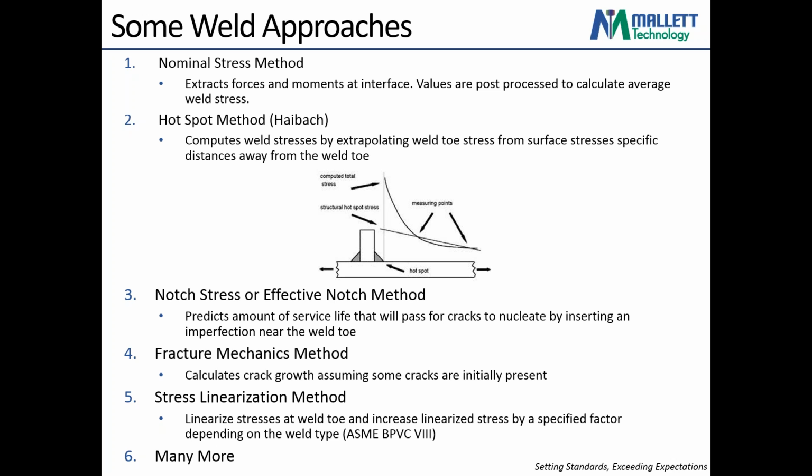There's a stress linearization method. This is more relevant for ASME Boiler and Pressure Vessel code, where you would linearize the stress at a weld toe and then increase it by a specific factor, usually dependent on the type of weld it is, as well as the inspection methods that were done on it. Essentially, ASME says if you don't inspect it sufficiently, we're going to penalize you by having that weld stress increased further. So you have to design with more conservatism.